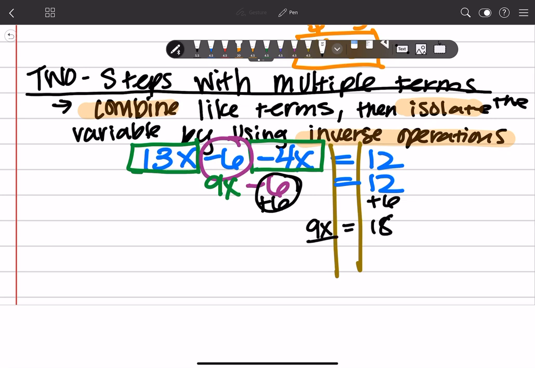Now you're going to do the inverse of multiplication because that's what's happening with the 9 and the x. There's a tiny little multiplication sign there. Remember I told you mathematicians were lazy? Here it is. And you're going to divide both sides by 9. You're going to get your answer of x is equal to 2.